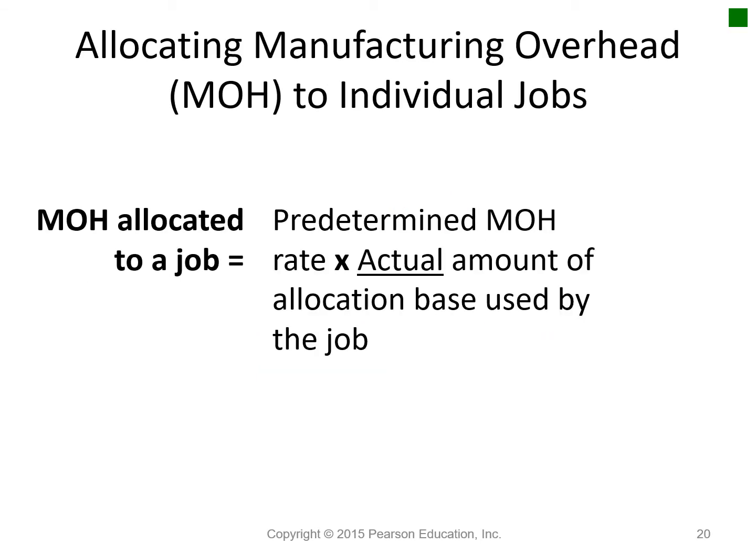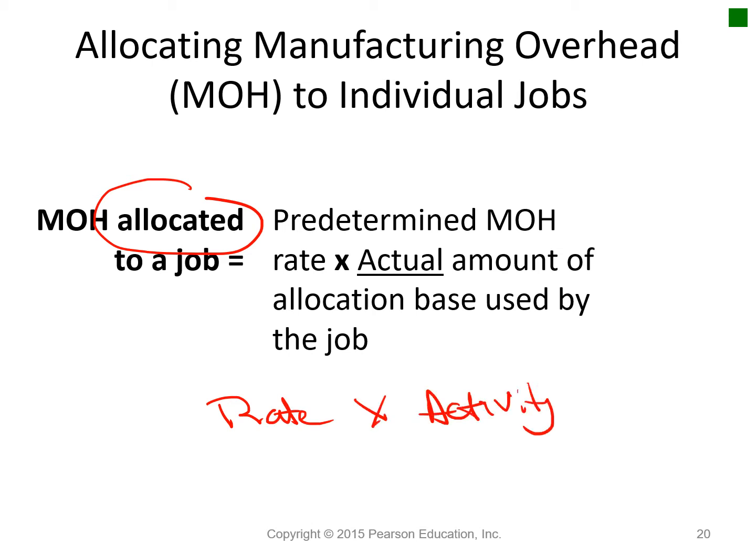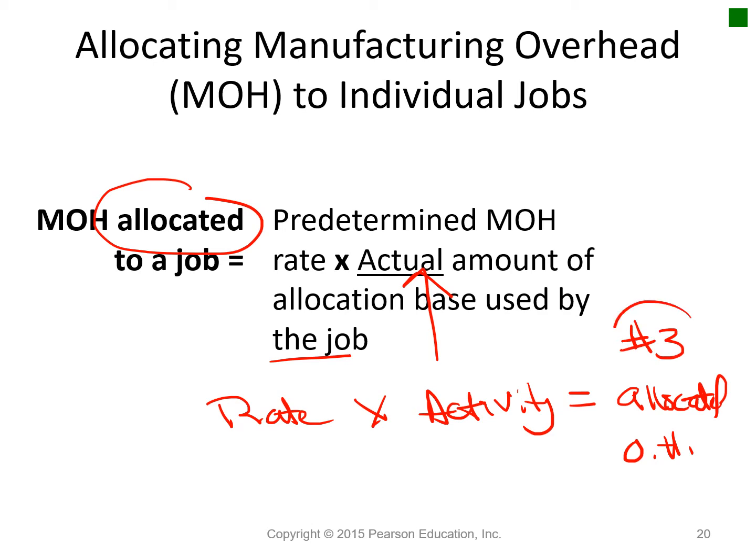So again, the way you allocate, I always say allocate or assign, I'm going to simplify here. You take the rate and you multiply it by the activity. And that activity is the actual amount of allocation base used by that job. So if your rate is based on direct labor hours, the activity is going to be direct labor hours. If the rate is machine hours, the activity is going to be machine hours. Pretty simple. Take the rate times the activity on the job, and that's going to give you the allocated overhead amount, which will be product cost number 3.